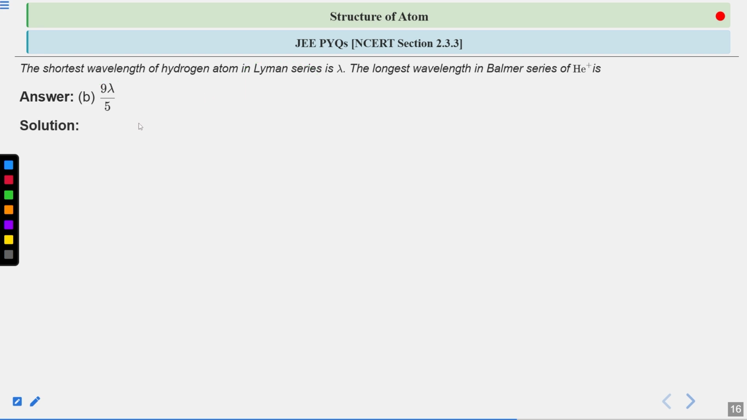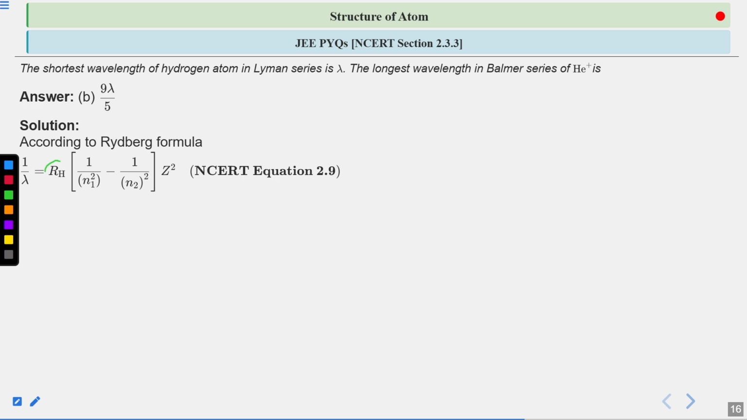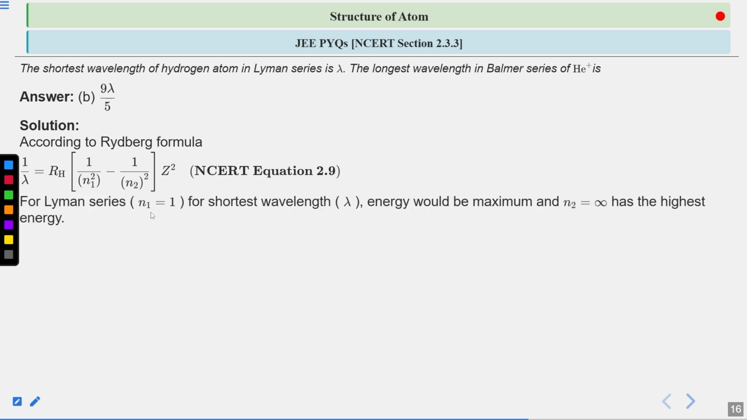How will we solve this question? First of all, we will write the Rydberg formula that we know, given by 1 by lambda equals Rydberg constant multiplied by 1 by n1 square minus 1 by n2 square, multiplied by z square, where z is the atomic number. I have said it earlier, keep the smaller one here, because the lambda should be positive. Remember, you don't apply this logic of keeping n1 as smaller in the energy case. In that case, you have to remember it, because energy can be negative.